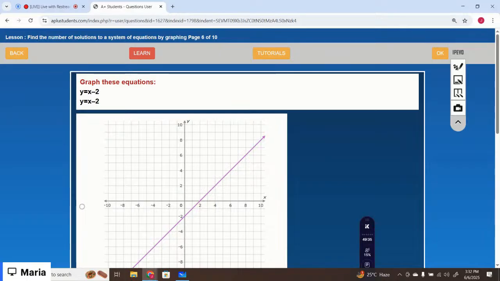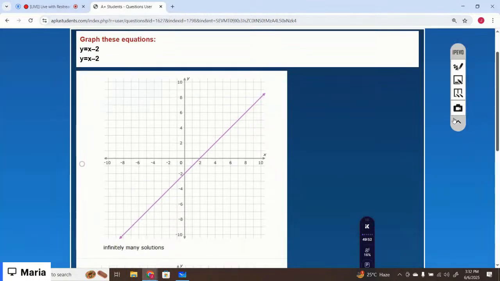Graph these equations y equals x minus 2 and y equals x minus 2. Option number one is the correct option. The equations are exactly the same, so the system has infinitely many solutions.